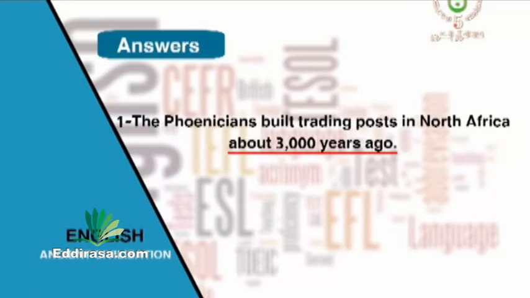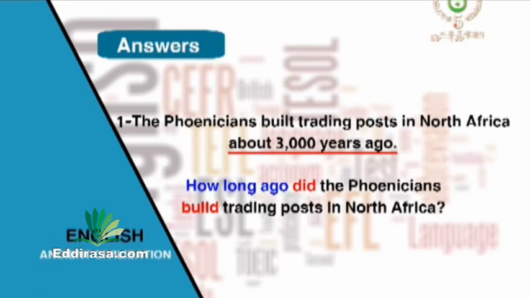The Phoenicians built trading posts in North Africa about 3,000 years ago. The underlined words are about a duration. The question word will be, how long ago? The verb is in the past simple, so we'll finish the question with, how long ago did the Phoenicians build trading posts in North Africa?